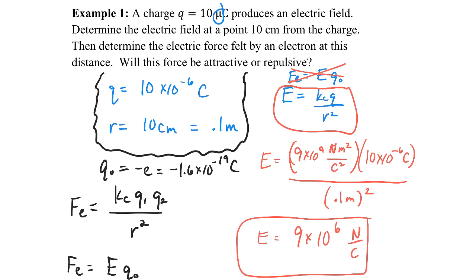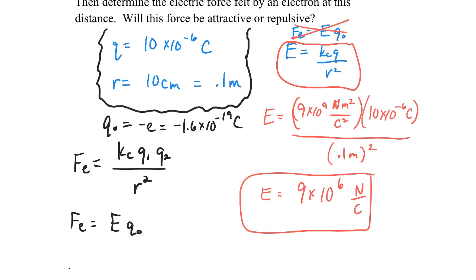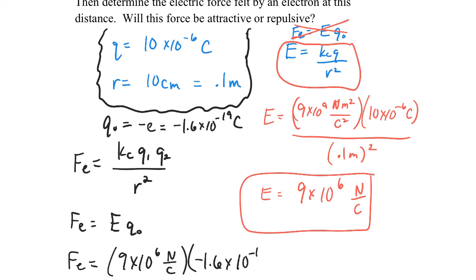And I've got the capital E value right here. I can multiply those two numbers to figure out the force felt by the electron. So I've got my answer for 9 times 10 to the 6, and that's newtons per coulomb, times the charge on an electron, which is in coulombs. Coulombs cancel, leaving me behind with newtons, which is what I want. It leaves me with a very, very small force, but this is actually a really large force for an electron.